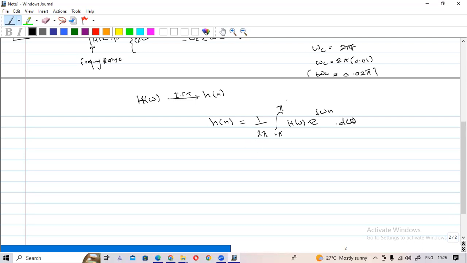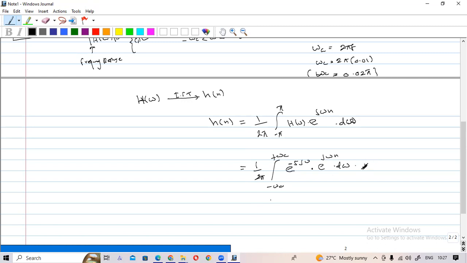Then you have to do this integration. So 1/2 pi is there, and you know that from minus pi to minus omega c it is 0, and from minus omega c to plus omega c it is e to the power minus 5j omega times e to the power j omega n d omega. Then from plus omega c to plus pi, again it is 0.